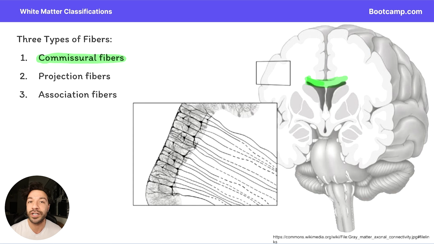So next up, we have projection fibers, and these are going to be projecting up and down the central nervous system. So they're going to be projecting from superior to inferior and vice versa. So it sends information in both directions. So those are projection fibers.